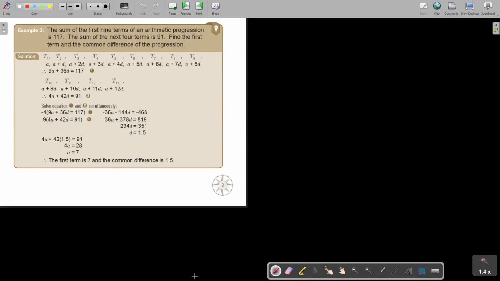AS-Level Sequences and Series Exam Preparation Questions Part 3. Let's look at another example. The sum of the first 9 terms of an arithmetic progression, so first 9 of an AP, is 117. The sum of the next 4 terms is 91. Find the first term and the common difference of the progression.